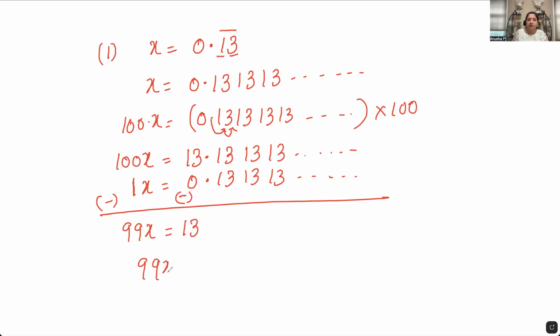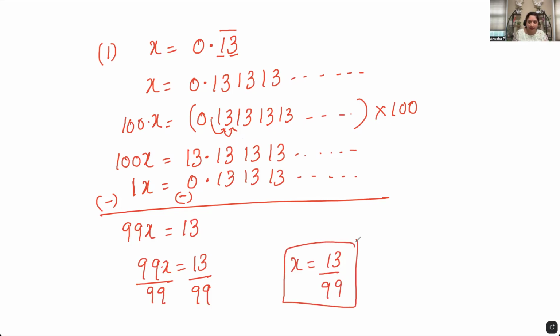Now we have to solve for x. You don't want 99. The reverse operation for multiplication is division. X is equal to 13 over 99. Okay.